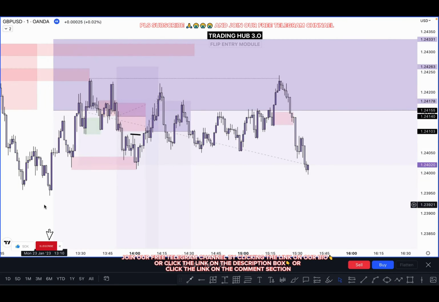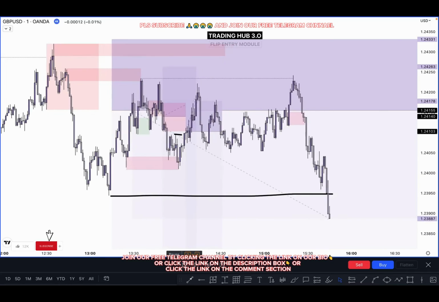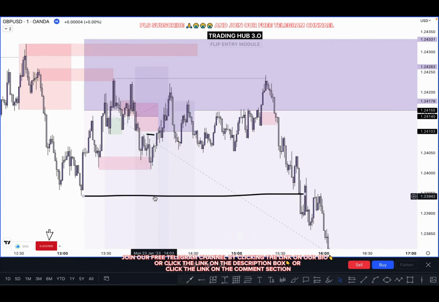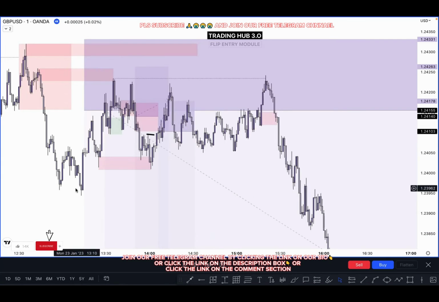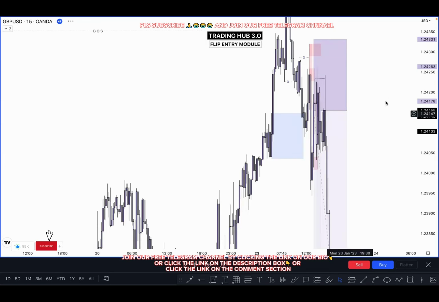So now switch again. When the market breaks the major low here, you can put your stop loss at the break even point. So let's see what happened next. The market broke the previous low here, right, so simply put your stop loss at break even. Switch again to the 15-minute time frame to see exactly what is happening in the higher time frame.